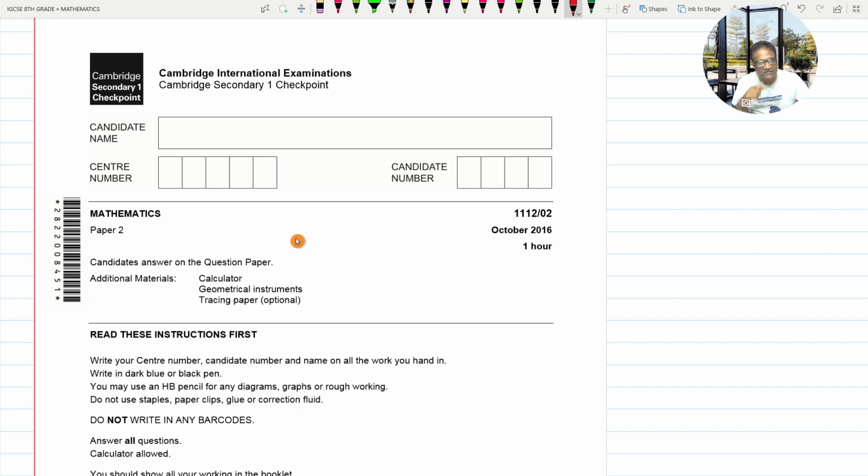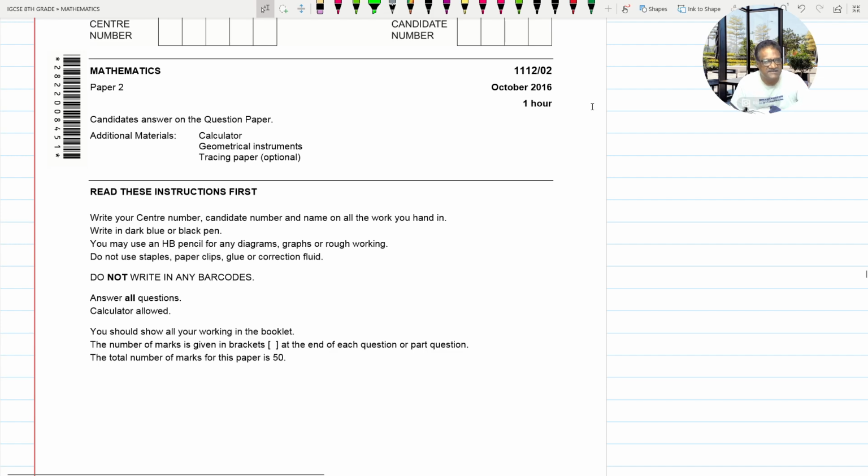Now this paper 2 is the one in which you can use a calculator. You can use your geometrical instruments as well. Again, this paper also carries 50 marks. You can see here the instructions. This is carrying 50 marks, and the time allowed is 1 hour.